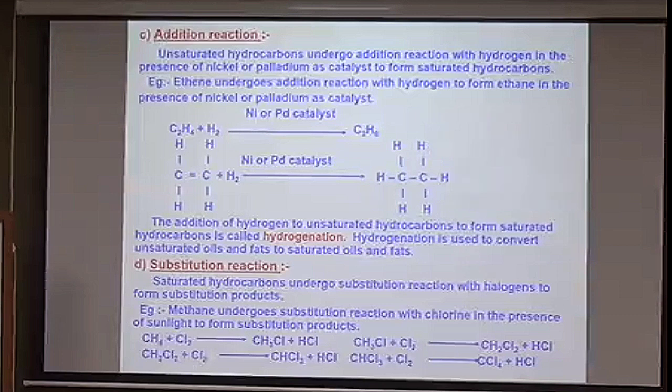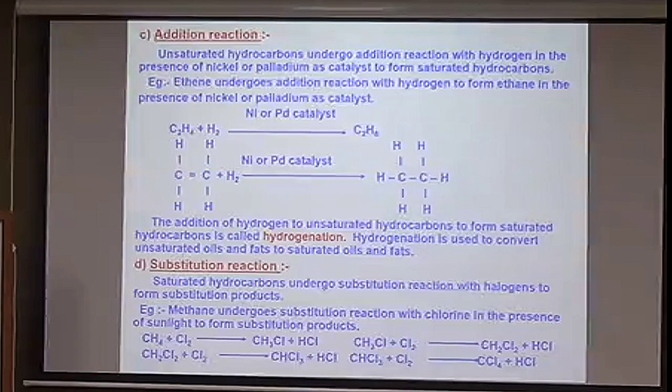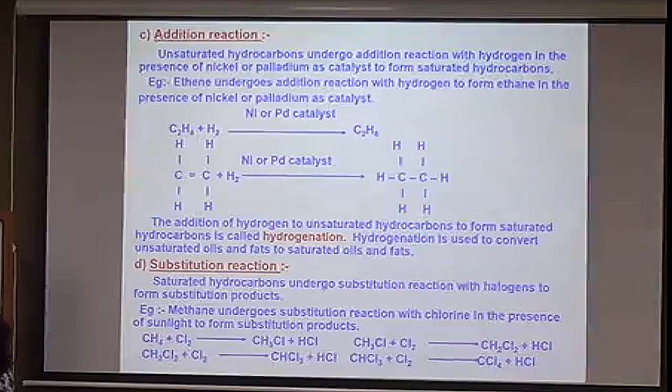I can write it as, so when it is heated with hydrogen, or hydrogen is passed in the presence of nickel, the addition of hydrogen takes place across the double bond and it results in the formation of a saturated hydrocarbon, that is ethane. Ethene changes to ethane.